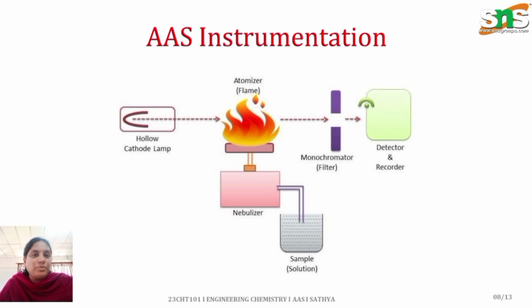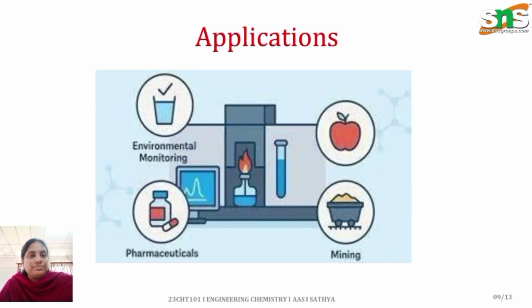We have already discussed the hollow cathode lamp and atomizer. This is the nebulizer. Here are the sample, monochromator, detector and recorder. In the sample holder, the solution goes to the nebulizer and is sprayed into the flame atomizer. The atomizer dries the solvent particles, and the sample becomes very dry. The light from the hollow cathode lamp passes through the flame to the monochromator. Finally, we measure with the detector.